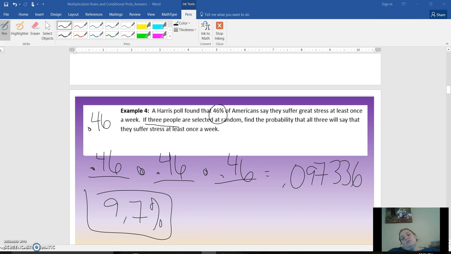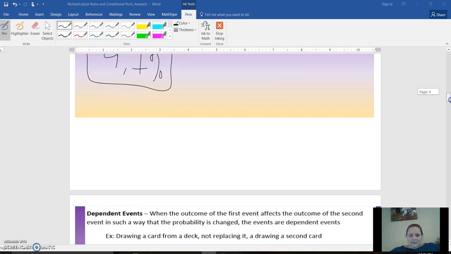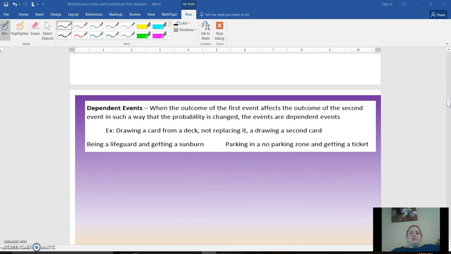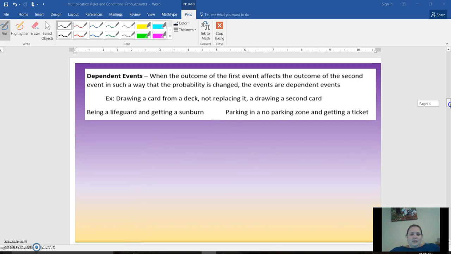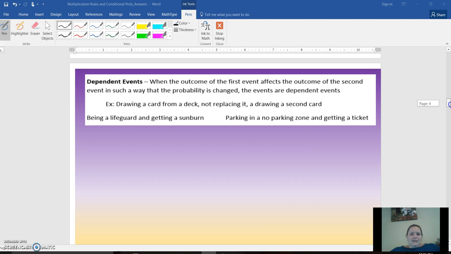All right, so the general rule when rounding is this is a whole number, so we need to go 1 less. That's why I went to the tenths and I didn't go any further. That's the rule for rounding in statistics, or in math really. All right, so dependent events are things that depend on each other. So we don't replace a card when we pull it out, or if you're a lifeguard, your probability of getting a sunburn is higher, or you park in a no parking zone and you get a ticket. Those are dependent.